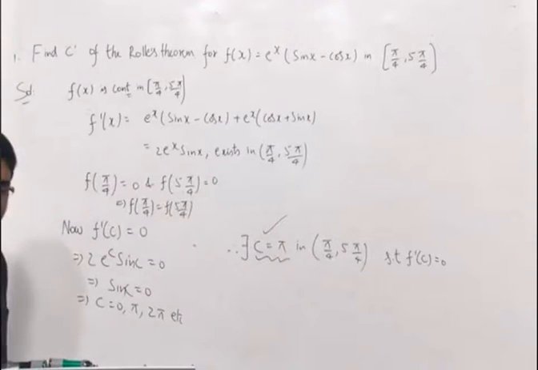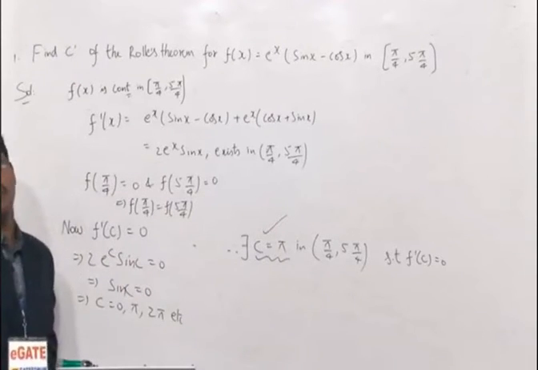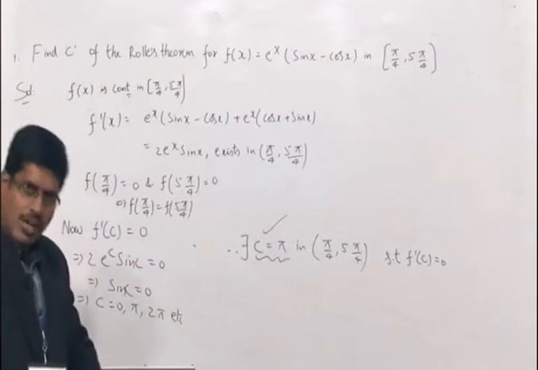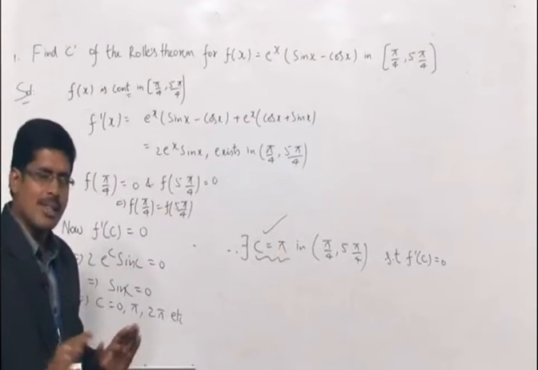So, while solving, you may get more values for C. But you have to show that one of these values lies between A and B. That is sufficient.